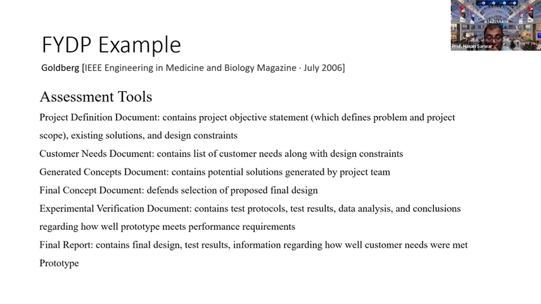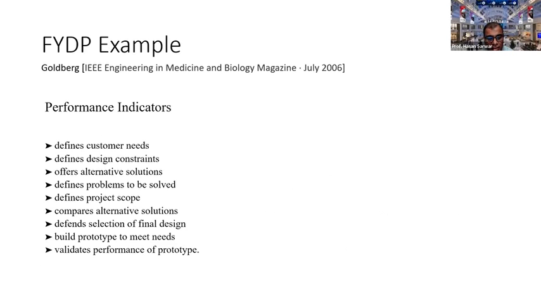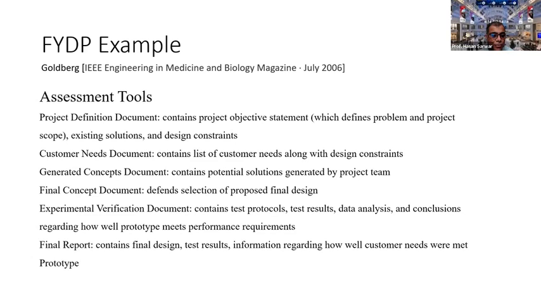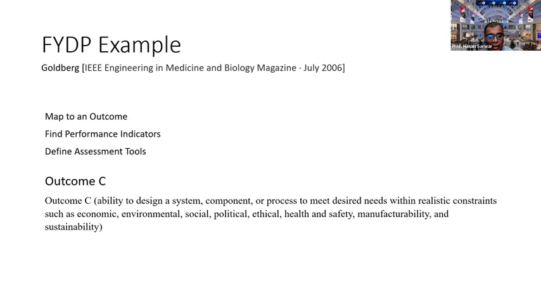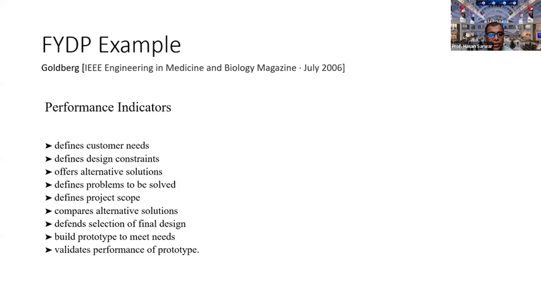So you can see that Goldberg has mentioned different assessment tools for each of these performance indicators. And if a student fulfills all these performance indicators through these assessment tools, then we will be able to say that the student has achieved outcome C.